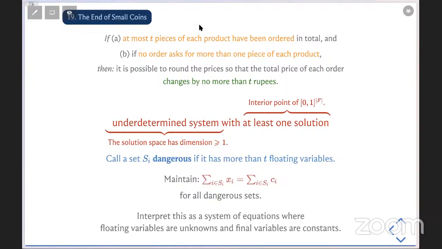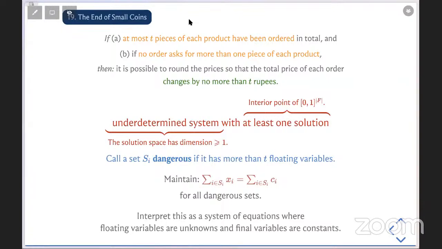Right. Okay. So I want to migrate from the solution that I currently have to a solution that has hopefully one less floating variable. I want to somehow use the solution space to move to a nicer solution, which fixes some of my variables. Now I know that at least one solution that I have is to set all the xi's to ci's. So it's sitting inside this d-dimensional cube, where d is the number of unknowns in this system.